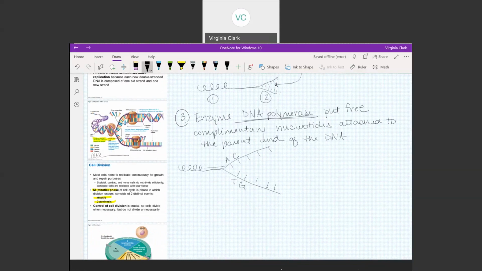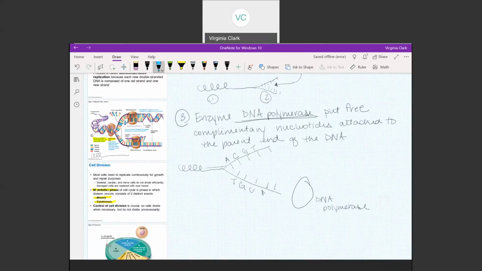So let's just finish that up. We have A, we have C, now we're going to do G. G goes to C. We're going to do T. T goes to A, and so on all the way down. So when we've unzipped our DNA, what we're saying here in number 3 is we're going to have something called a DNA polymerase. Sorry, it isn't a protein, but it's an enzyme. It's called DNA polymerase, and it is going to add free nucleotides to the end.